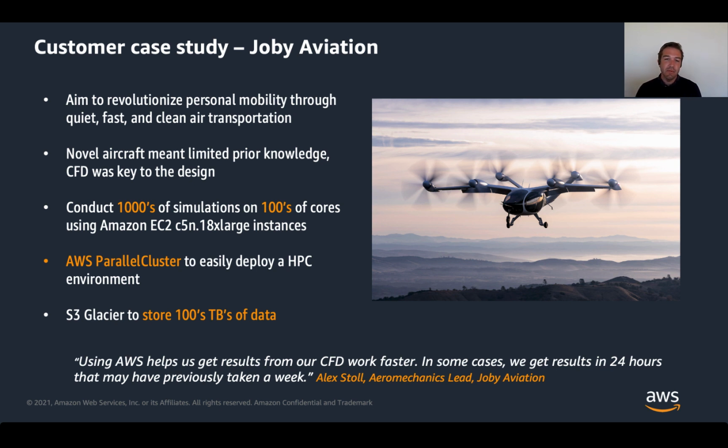So by moving to AWS, they were able to conduct thousands of simulations on hundreds of cores using ParallelCluster and the EC2 instance that I mentioned. And the nice point here was that they also use S3 Glacier to store the hundreds of terabytes of data, so they never need to get rid of anything just in case they need it in the future. And as Alex said here, basically using AWS enables them to get stuff faster, which may have taken a week, they can do in less than 24 hours.